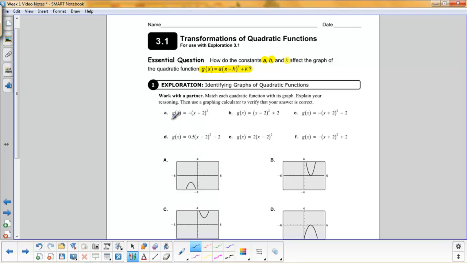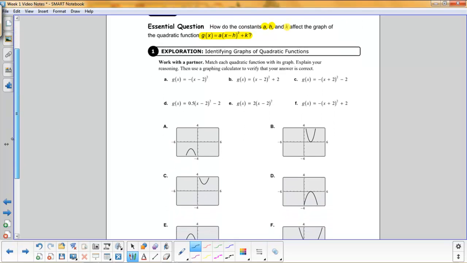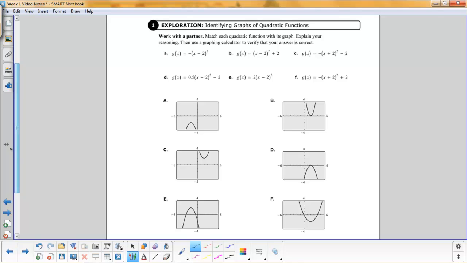So through this first little exercise, we're going to do a matching activity, and you're going to want to go ahead and pause the video right now, and according to the instructions, work through these 6 problems and match them up to the graph, stating the transformation and then matching them up here.